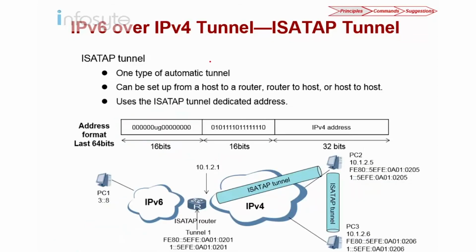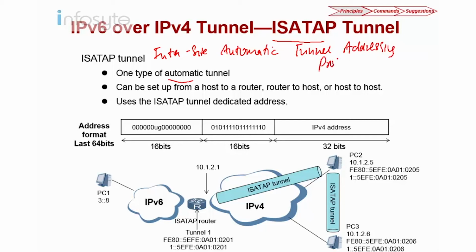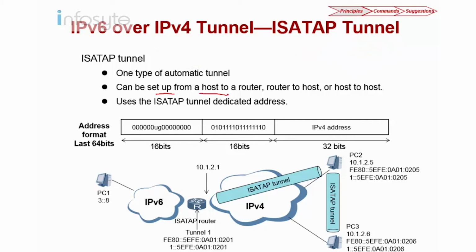Now another way for automatic tunnel is called ISATAP tunnel. ISATAP stands for Intra-Site Automatic Tunnel Addressing Protocol. Alright, so that is ISATAP. Now ISATAP can be set up from host to router, router to host, the other way around, or host to host, as you can see from here.